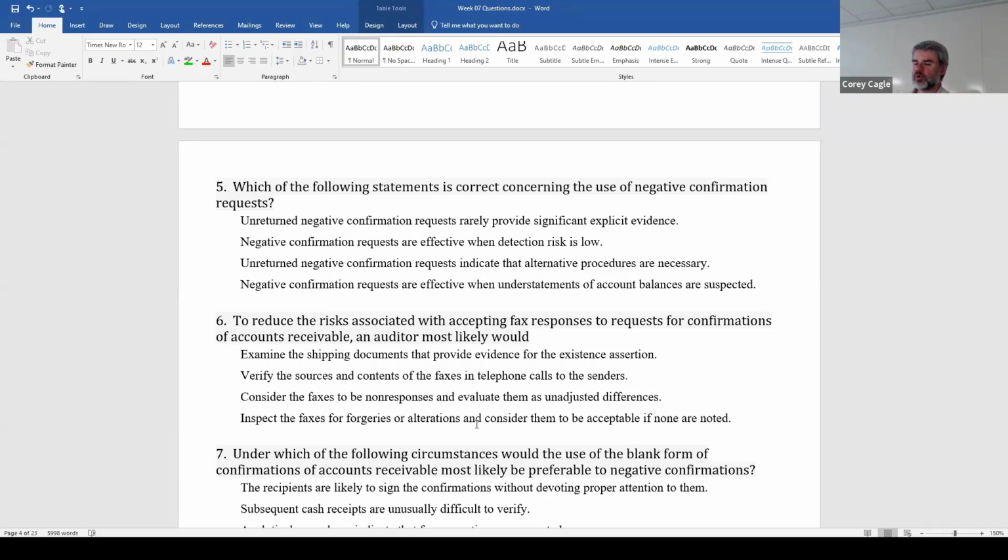Which of the following is correct? Unreturned negative confirmation requests rarely provide significant explicit evidence. That's your answer, right? Unreturned negative confirmation requests could easily be misinterpreted. It could mean everything's cool, or it could mean the person who got this request didn't do what they were supposed to. It could easily be either. So it's a weaker form of evidence. It would not be a good form of evidence to use if we were accepting a low detection risk, right?